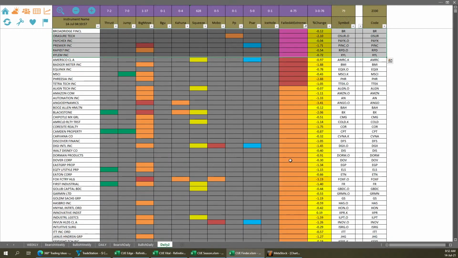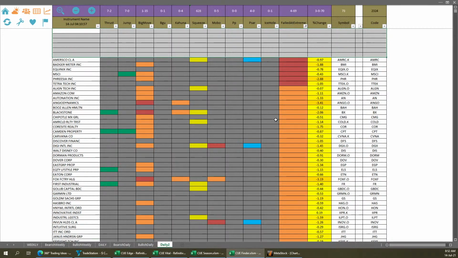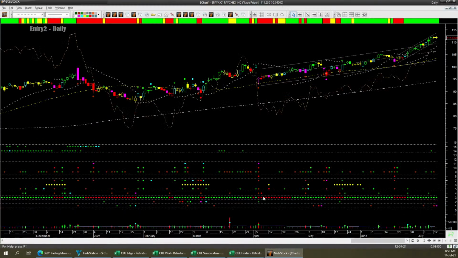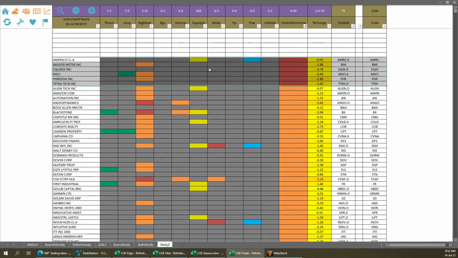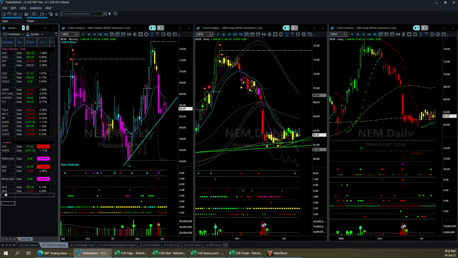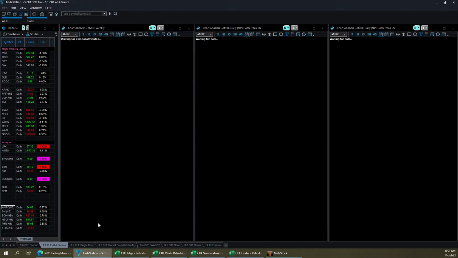Let's go back. Let's look at some more red candle high. I have 5 or so minutes. Let's look at another group of stocks. Close all metastock charts. Okay, let me open them using TradeStation. So I have the full at a glance in one shot. AMRC, the first stock.